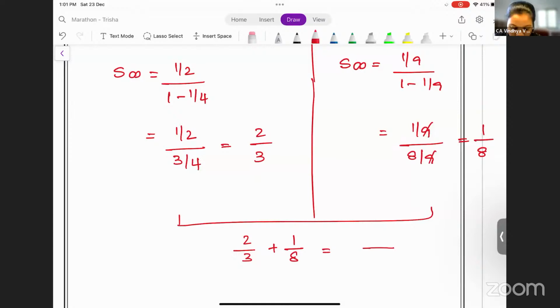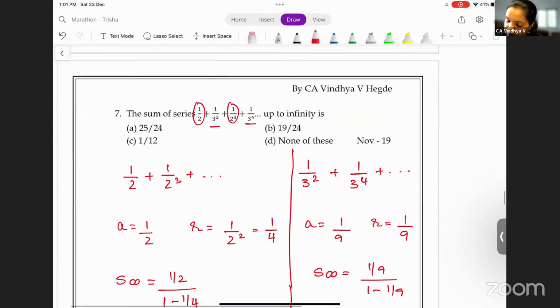That is 24 in the denominator. Numerator is 8 2s are 16, 3 1s are 3. So 19 by 24. This is your answer. Okay.